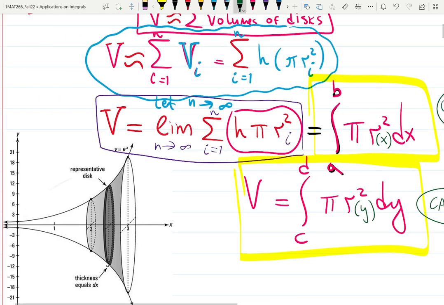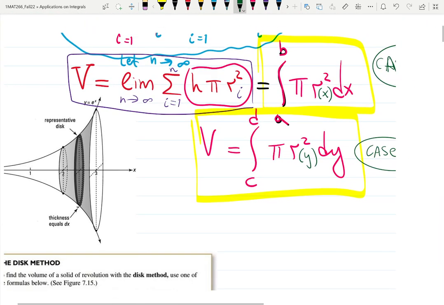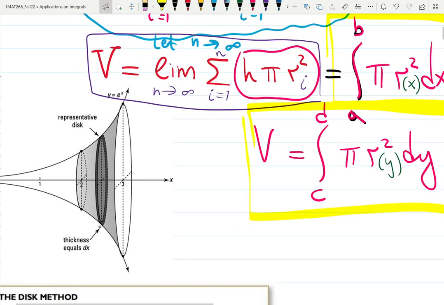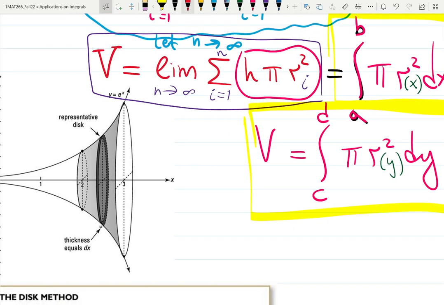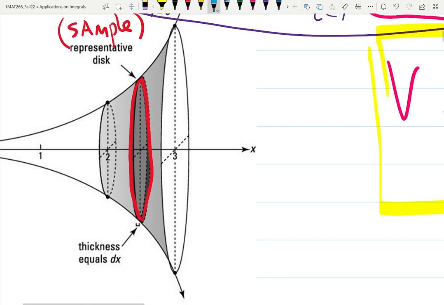And here's the picture. This is, let me increase, a representative disk, what they call a sample disk. Here it is. And then the more you have, the better the representation is. How do we know if it's case 1 or case 2? We explained that it's the top minus the bottom function, but there's also one way to remember it. How thick is this disk? Is it thick on the x-axis or thick on the y-axis?